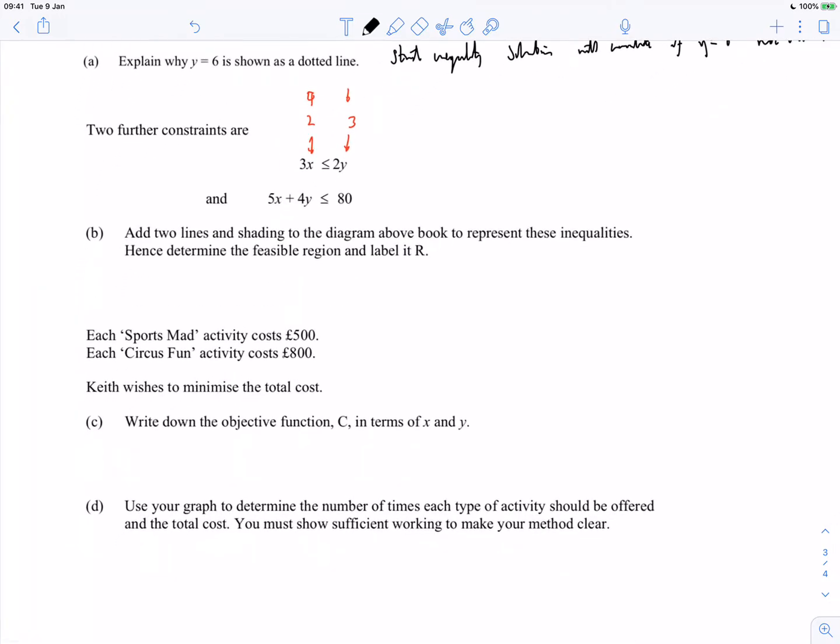Okay, each sports activity costs £500. So let's get an objective function going. So 500x, and the circus fun costs £800, so plus 800y. Keith wishes to minimise the total cost. So if we call this C for the total cost, we want to minimise C.